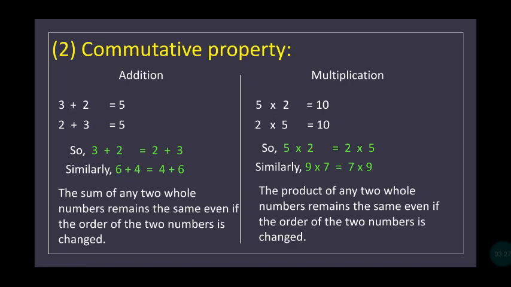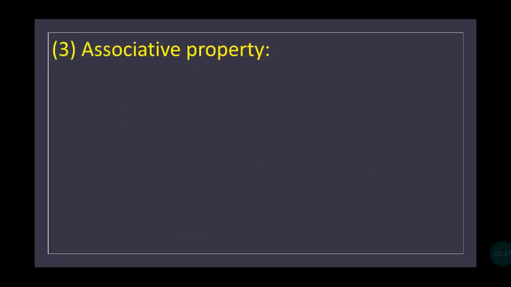So that is the commutative property for addition and multiplication, right? And for subtraction and division, it is not satisfied. This property is not satisfied for subtraction and division, which you can check by taking an example. Let's see the third property, the associative property.